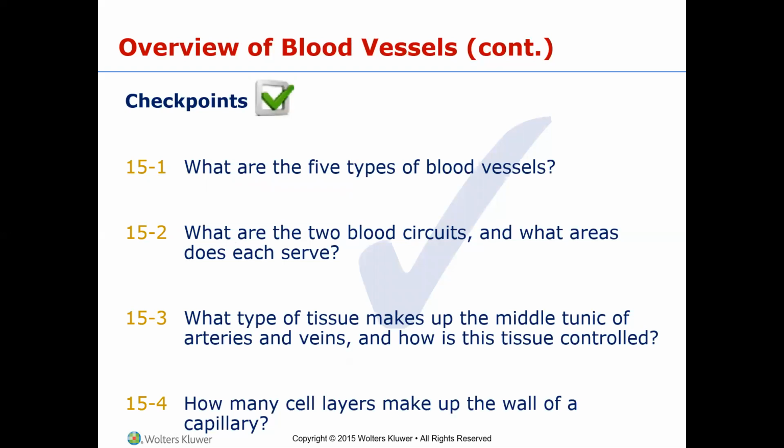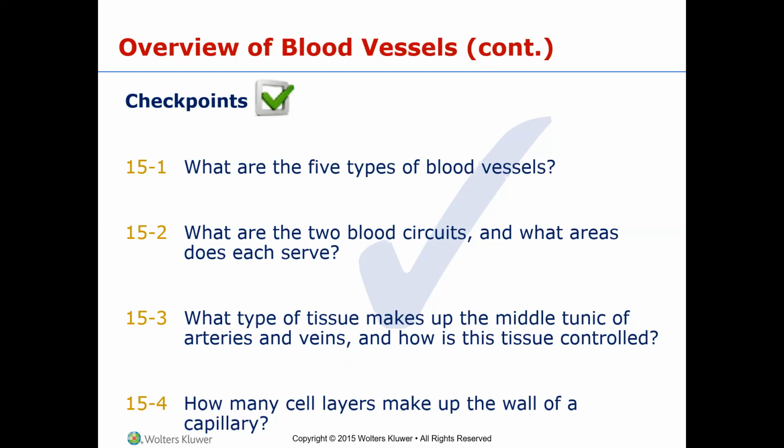So again, the 5 different types of blood vessels are arteries, arterioles, capillaries, venules, and veins. And the 2 different blood circuits are the systemic and the pulmonary. The pulmonary circuit delivers blood to the lungs, where you get exchange of the carbon dioxide that's being eliminated, and oxygen is being replenished in the blood.